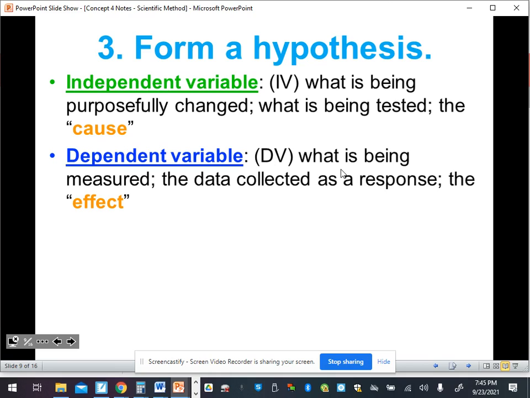So if you wanted to see if the amount of sunlight affects plant growth, or how the amount of sunlight affects plant growth. Does more sunlight make plants grow larger, or less sunlight? So what are you purposefully going to change in that experiment? That would be sunlight, the amount of sunlight. What are you going to be measuring? Sometimes you have to look into this a little bit more. We said how it affects plant growth. So that's what we're going to be looking for, is plant growth.